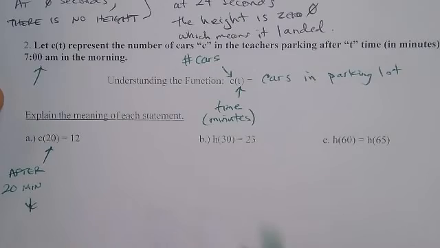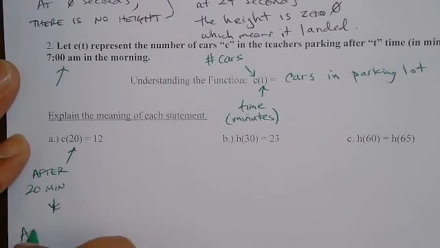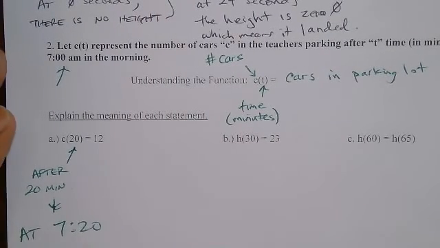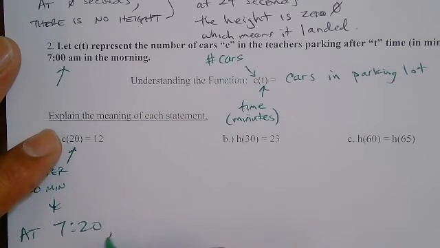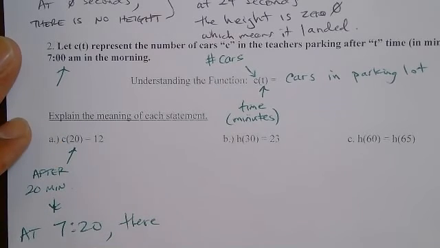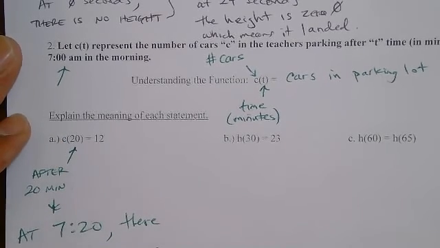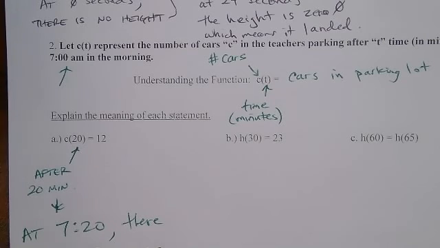So after 20 minutes, not 20 seconds, so now we're talking about what? If it's after 20 minutes, that means at 7:20. Remember, it's 7, but this one says 20 minutes after the time. 20 minutes after 7, that's 7:20. There are 12 cars in the parking lot.